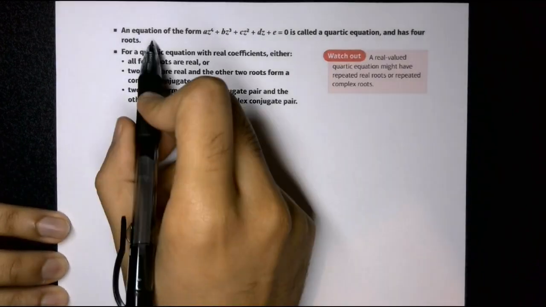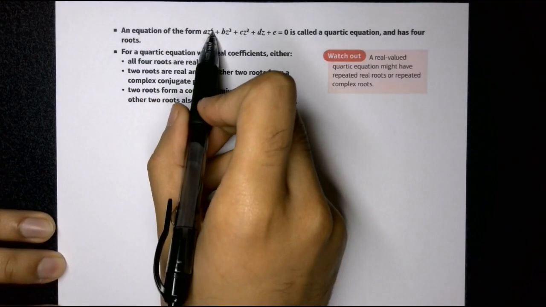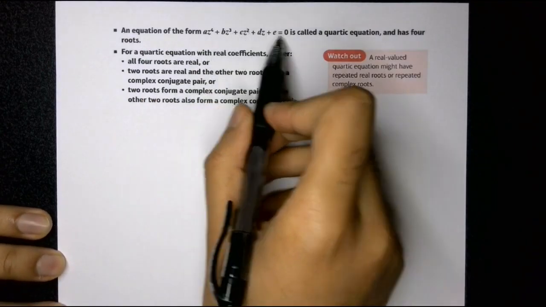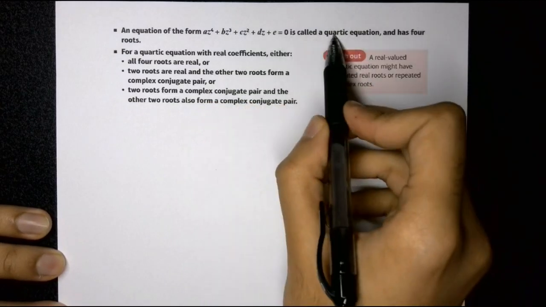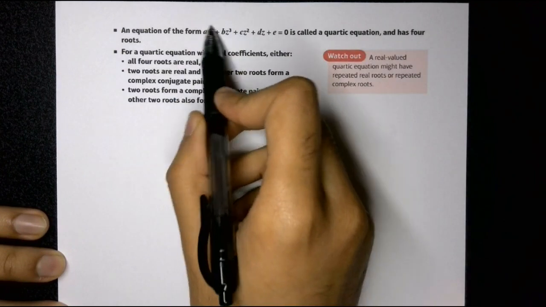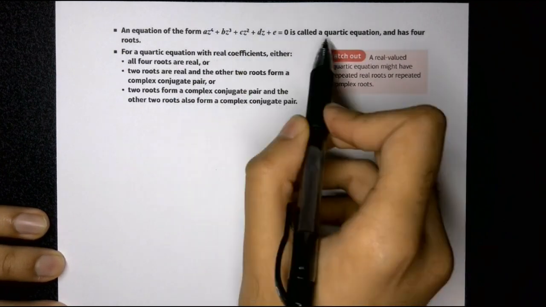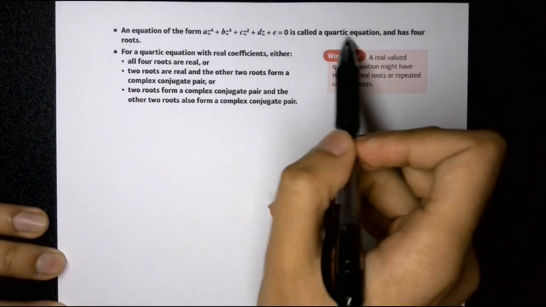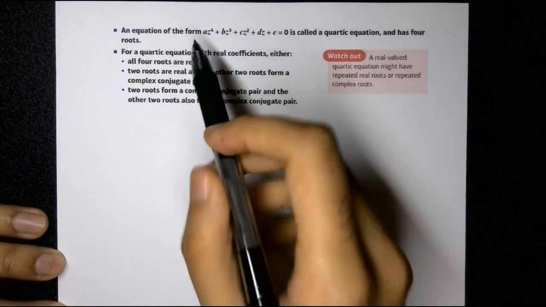Now, an equation of the form az to the 4 plus bz cubed plus cz squared plus dz plus e equals 0 is called a quartic equation and has 4 roots. So because the highest order is 4, we have a quartic equation, and because of that we've got 4 roots.